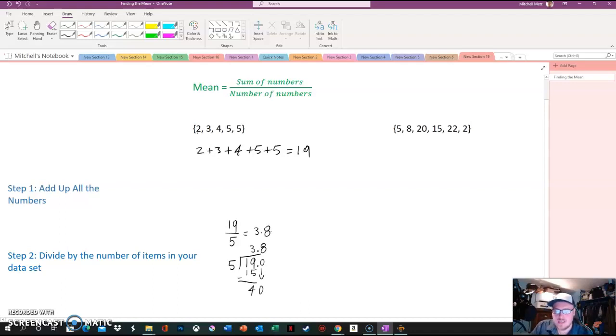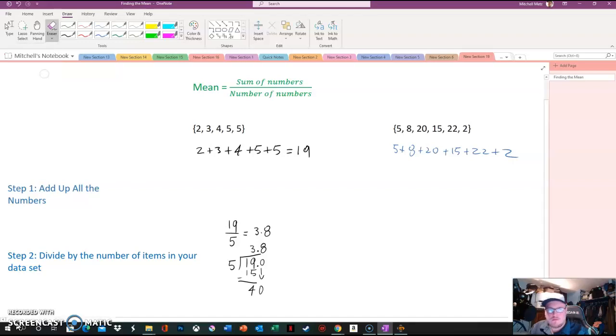So if I look at this data from 2 to 5, I notice that it makes pretty good sense that it is around 3.8 because 3 and 4 are kind of in the middle. So this is roughly where our data lies in the middle. All right, so let's do our second problem.